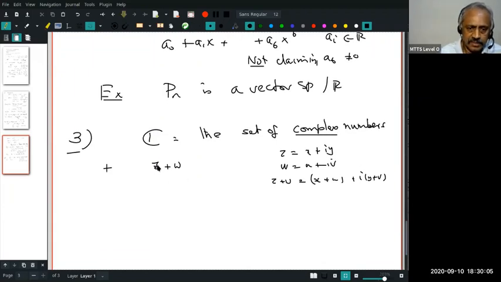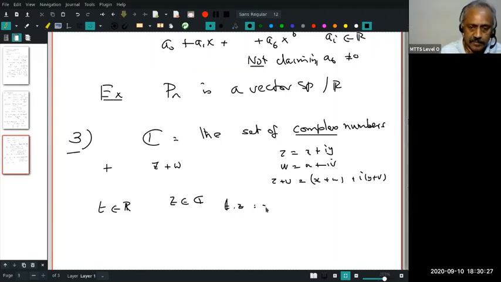So what is the addition? It's an ordinary addition of two complex numbers. And what is the scalar multiplication? Remember, I want it to be over R, so what can multiply a vector is a real number. So let t be a real number and z be a complex number. Then I have to define what is t dot z.